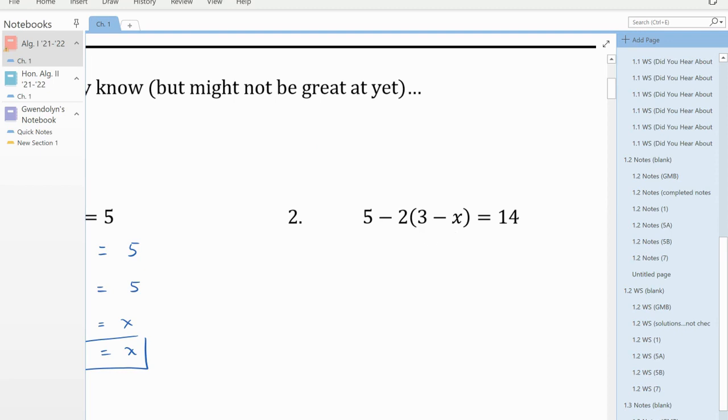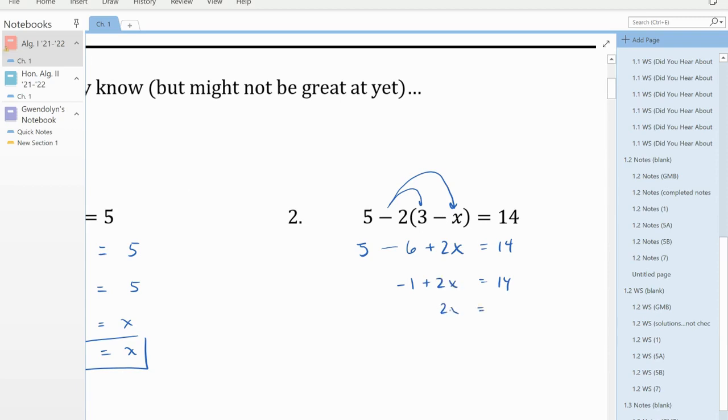Okay, so we're just going to rewrite the 5 down. We're going to distribute the negative 2 through. So negative 2 times 3 is negative 6. Negative 2 times the opposite of x is positive 2x. So over here, 5 minus 6, negative 1.